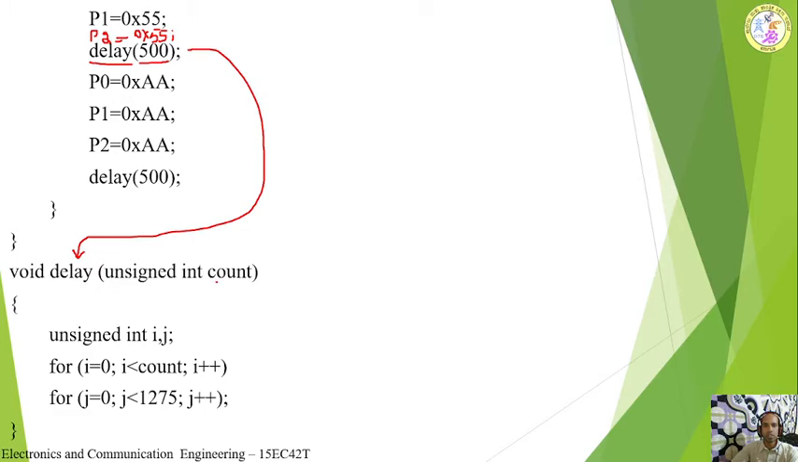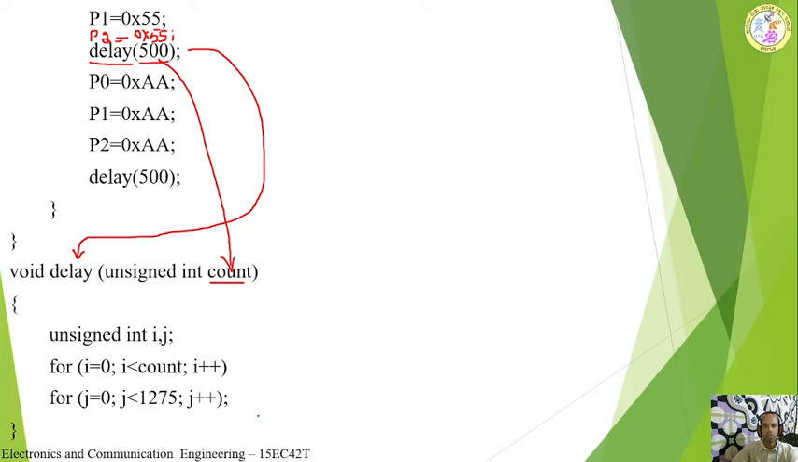Void delay unsigned int count. What is the count value now? Count is the parameter that we are passing. This is the parameter we are passing from the calling function to the called function. This is called the called function and this is the calling function. So this 500 parameter will come to count.